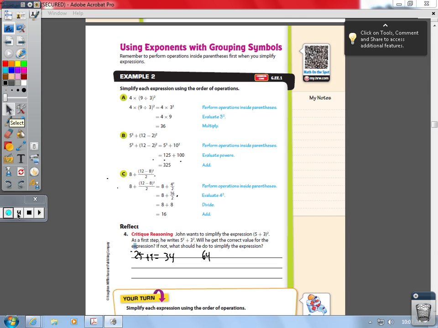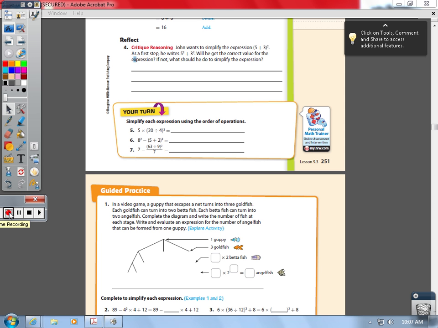Okay, your turn. For your turn, I want you to simplify each of these expressions. Remember to go parentheses, then exponents, then multiplication and division from left to right, and then addition and subtraction from left to right. Please pause the recording if you need to. As we look at the first one, 5 times, in parentheses, 20 divided by 4, squared. We have to start with what's in parentheses. 20 divided by 4 is 5. So we have 5 times 5 squared. 5 squared is 25, so we have 5 times 25 equals 125.